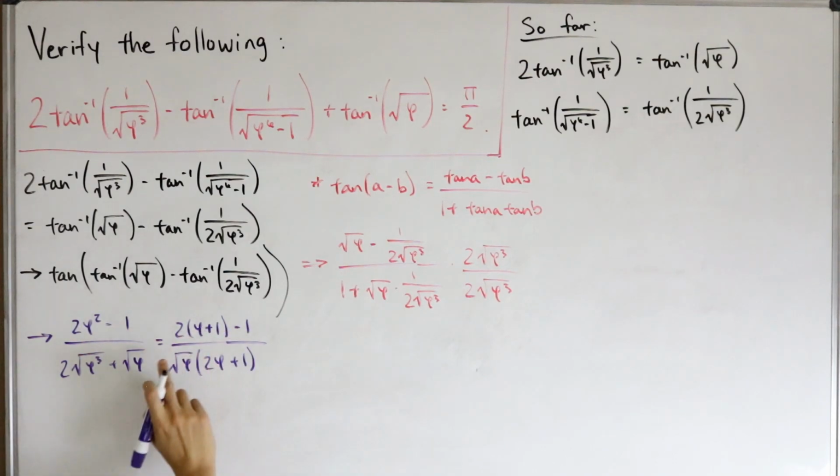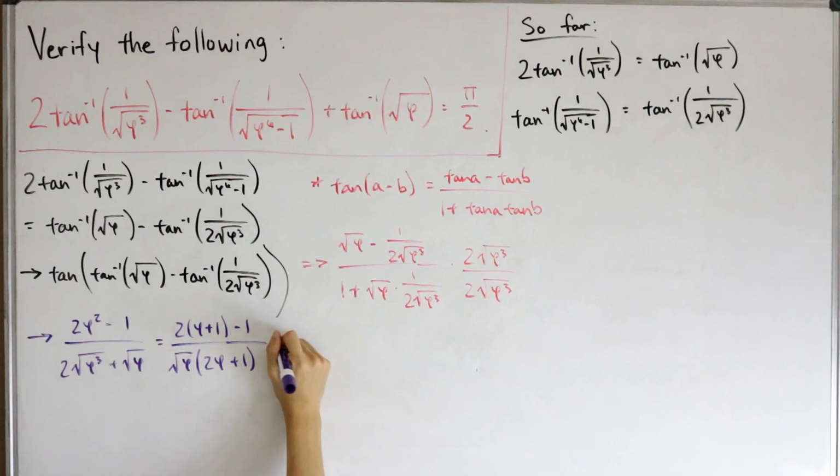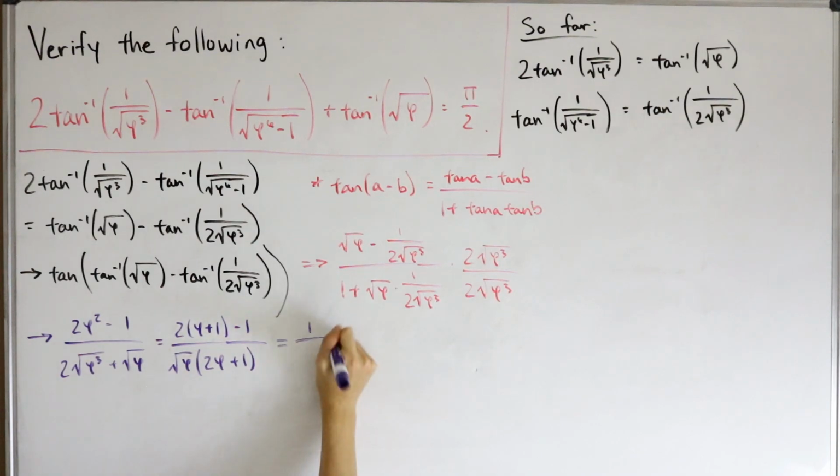Now, if I perform the addition, so 2 phi plus 2 and then minus 1, that's 2 phi plus 1, that actually cancels out from both the numerator and denominator, and then that just leaves us with 1 divided by the square root of phi.